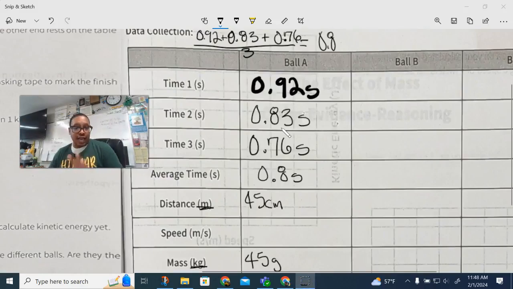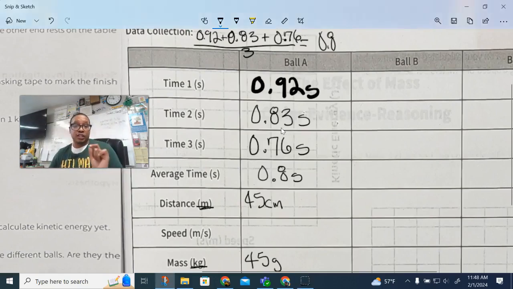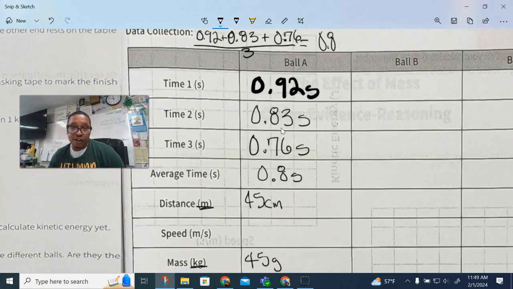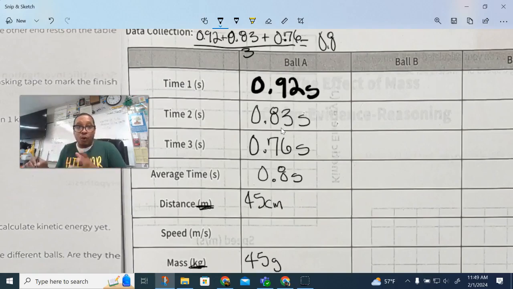I also just added into this data table that what they measured for their distance of their ramp was 45 centimeters. Then they measured that the mass of the ball was 45 grams. That's what they got, right? So I just put that data that they got in there. Now remember, this is centimeters. We need meters. This is grams. We need kilograms, okay? So we're going to have to do some more converting.